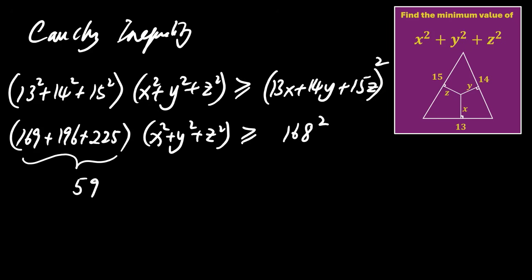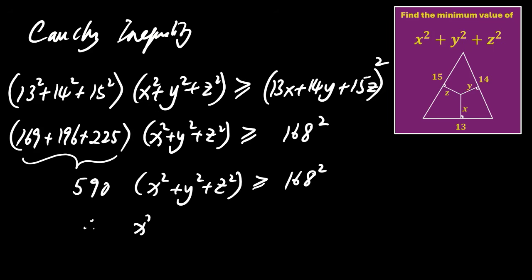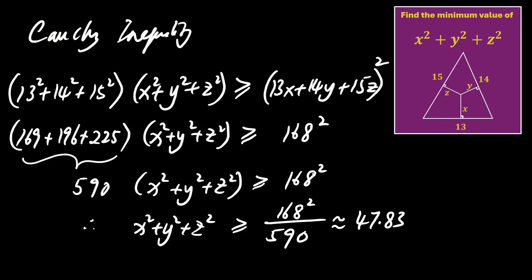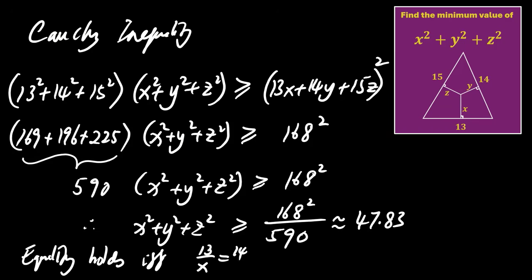This sum is 590. So x squared plus y squared plus z squared is at least 168 squared over 590, which is about 47.83. Equality holds if and only if 13 over x equals 14 over y equals 15 over z, which is achievable. Therefore, the minimum of x squared plus y squared plus z squared is 168 squared over 590.